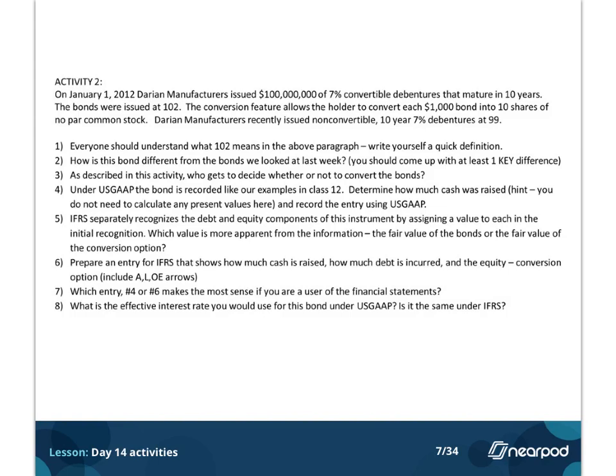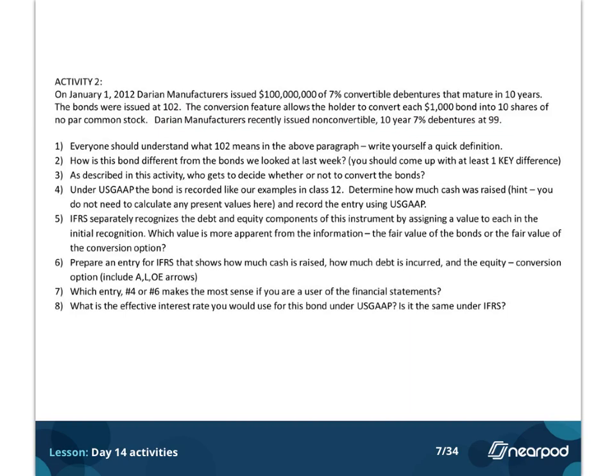All right. Then we moved into a part of class where we talked about a complication in our basic bond situation, and that is we're looking at convertible bonds, a convertible debenture, just another term that would be used. These bonds are convertible, and the conversion feature allows the holder to convert each $1,000 bond into 10 shares of no par common stock. The other thing we see here is that the bonds were issued at 102.